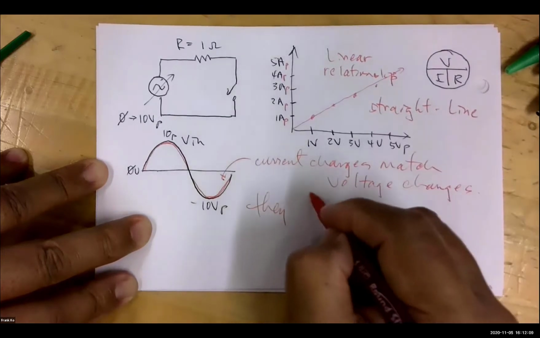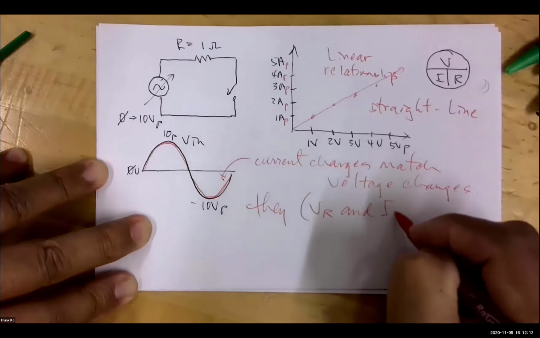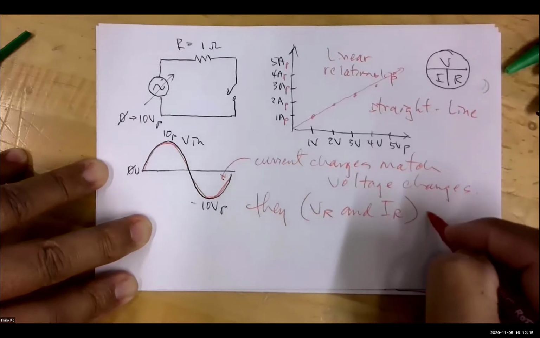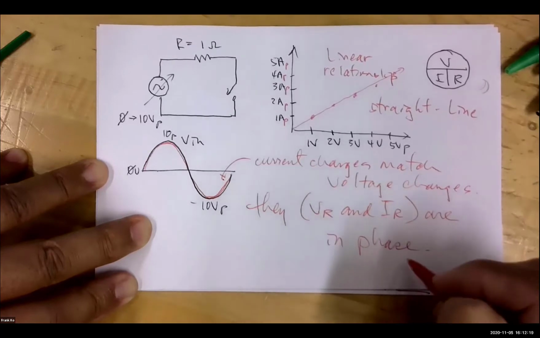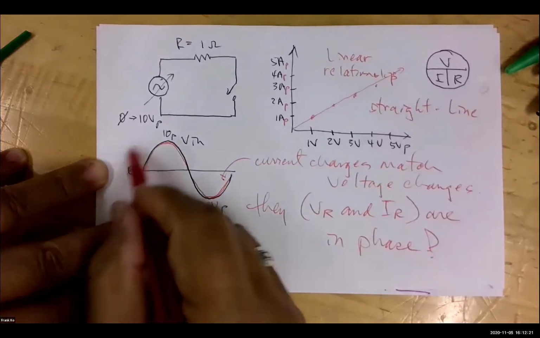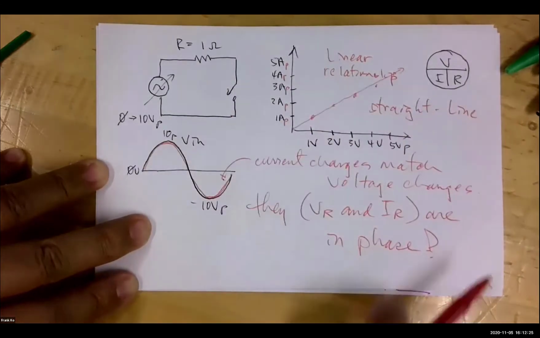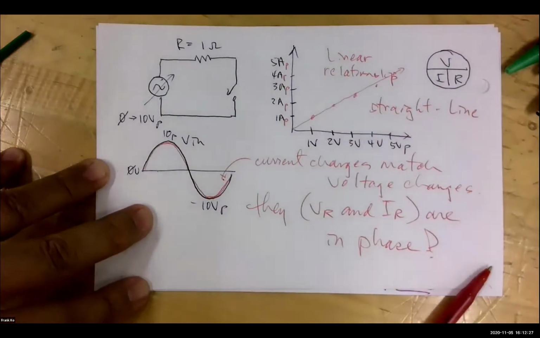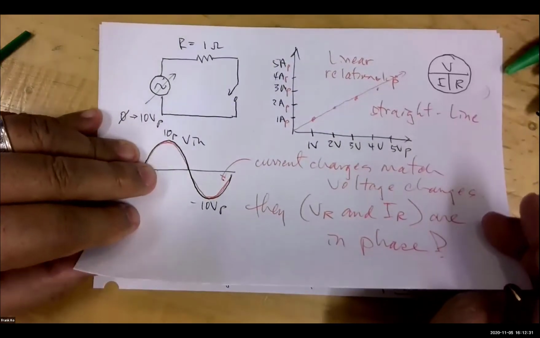They, meaning VR and IR, are in phase. Okay, the two waveforms are the same. So with resistors, this is what we see happens. However, with capacitors, something totally different happens.